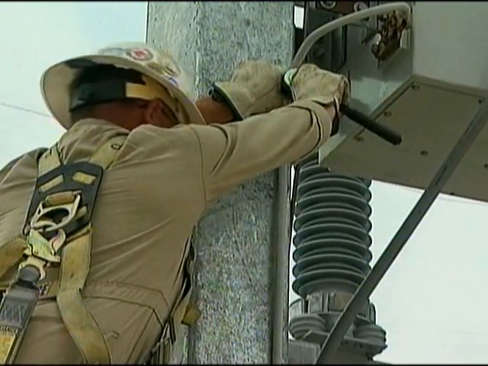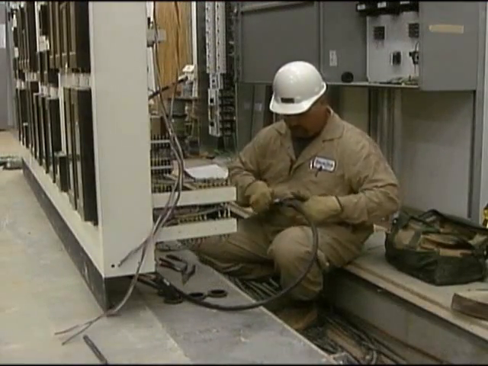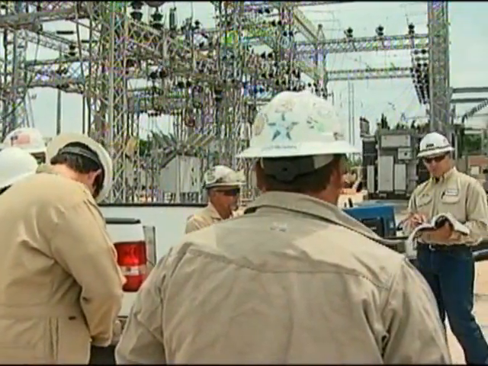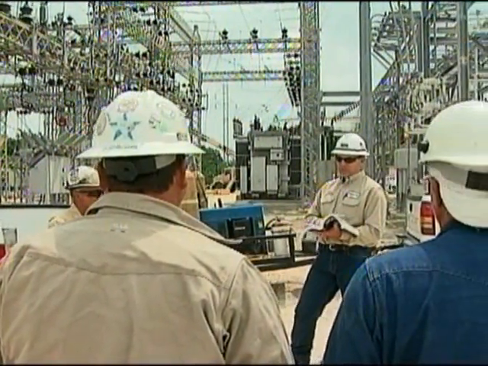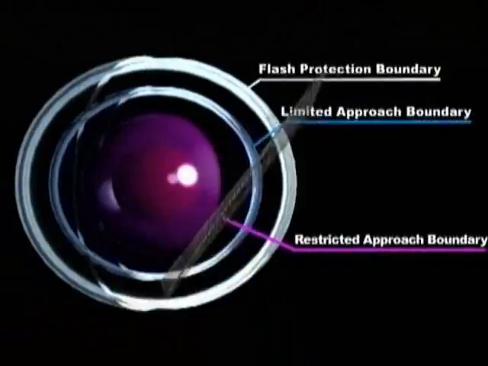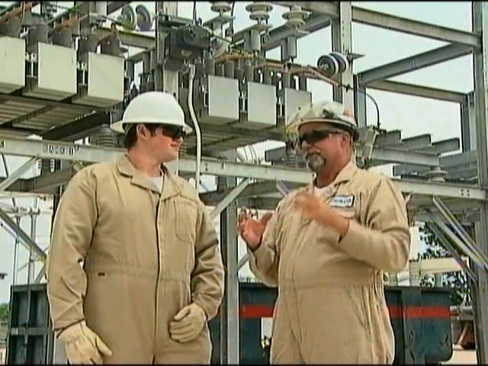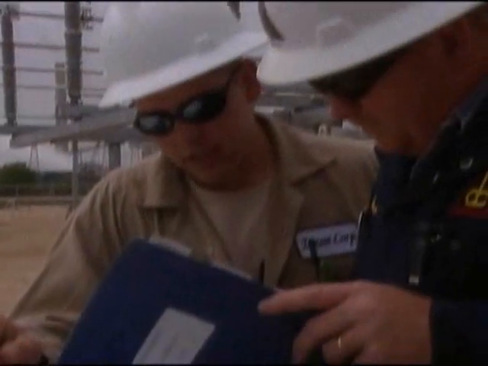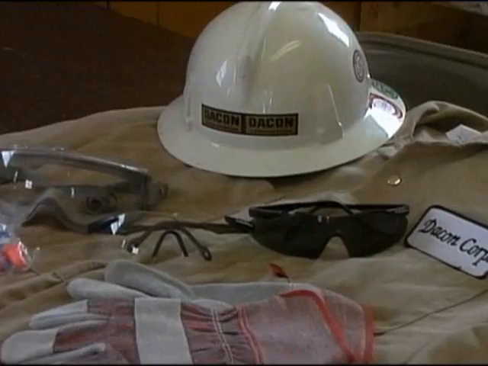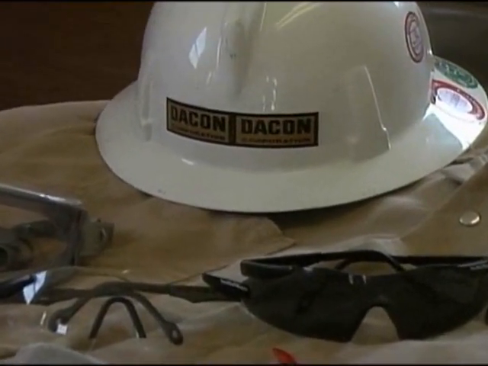Workers that work around exposed live electrical parts and lines must be qualified in the proper approach distances to the live parts and wires. This video will give some basic rules and procedures to help workers understand and be aware of the proper distance depending on voltage and the appropriate personal protective equipment required to work safe.